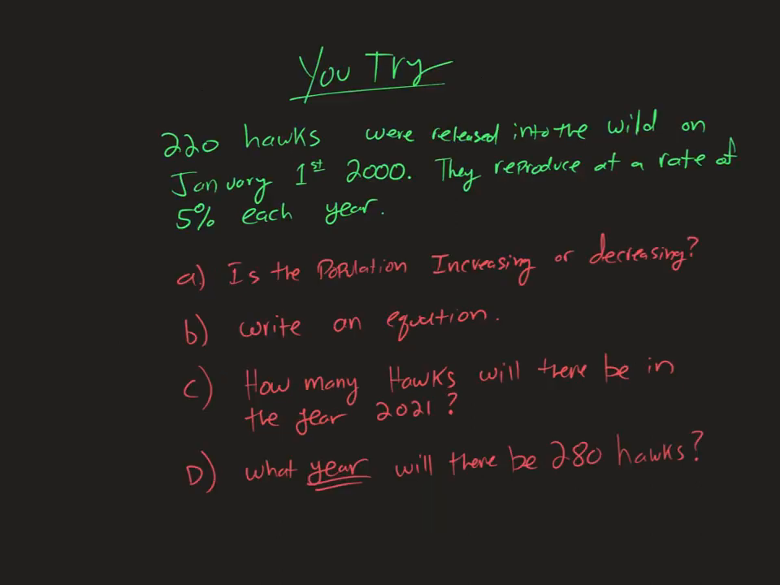So I want you to give it a try. If 220 hawks were released into the wild in the year 2000, and the population has a reproduction rate of 5% each year, think about it: is the population increasing or decreasing? I'll give this one away. Obviously it's going to increase because it's reproducing. We're going up. So go ahead and spend a moment to write an equation. How many hawks are there going to be in the year 2021? So that's 21 years later. And then you might need to guess and check for part D: what year will it be when there are 280 hawks?